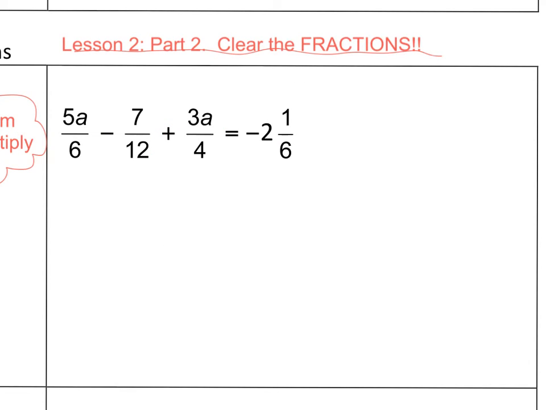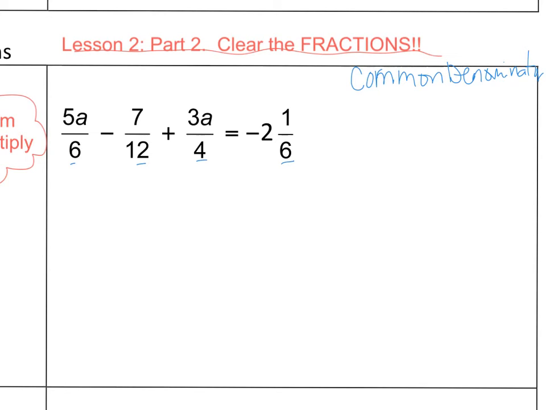All right, looking at this second problem, we have a bit of a problem because notice our denominators are a 6, a 12, a 4, and a 6. And remember that statement I made you write down? If I multiply one thing by 8, I have to multiply all of my terms by 8. And I don't have that luxury right now because they're all different. So that means we have to find a common denominator.